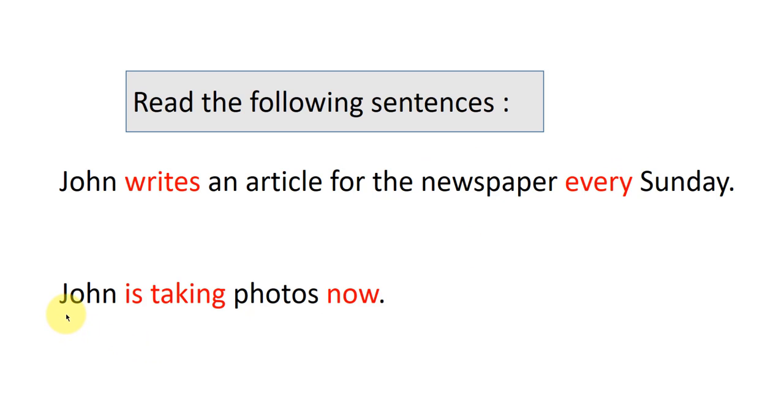And here, the verb is taking. So we have two verbs. Look here. We have writes and we have is taking. Why haven't we said John is writing? We cannot say John is writing an article. Why? Because we have every Sunday. So we have to say John writes. We don't say is writing.